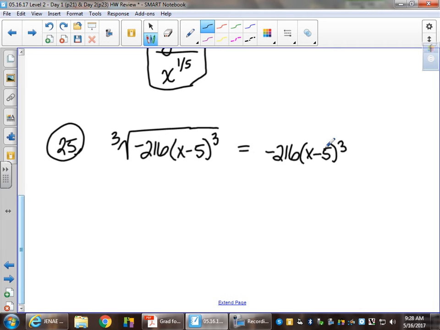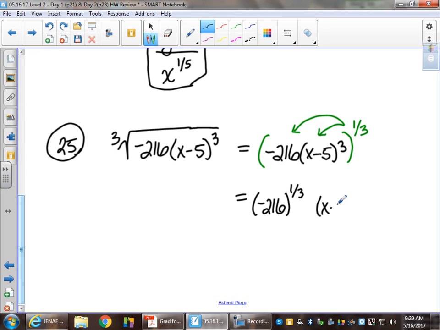The third root is associated with what fractional exponent? 1/3. So we raise this to the 1/3. Now what do I do with that power? Send it in. How many places are there to send that in? 2. So I have negative 216 to the 1/3, and then x minus 5 to the third raised to the 1/3.